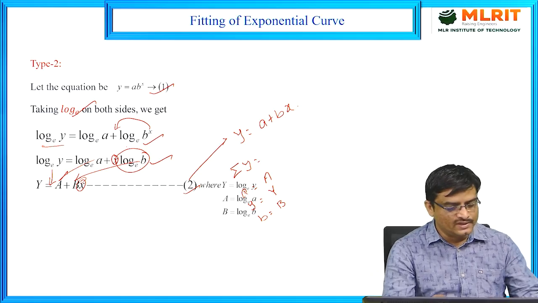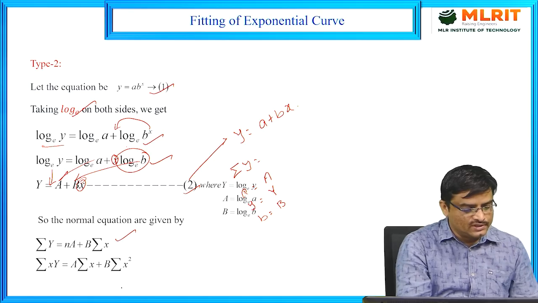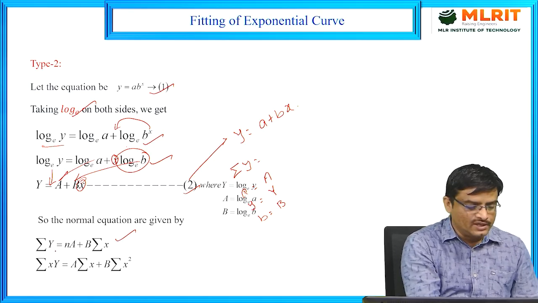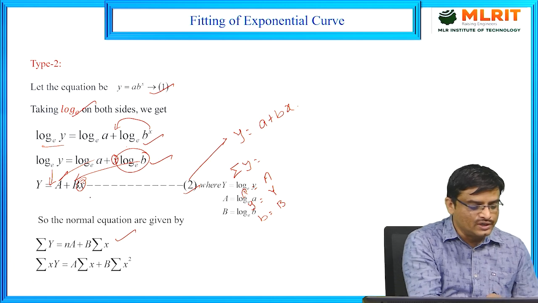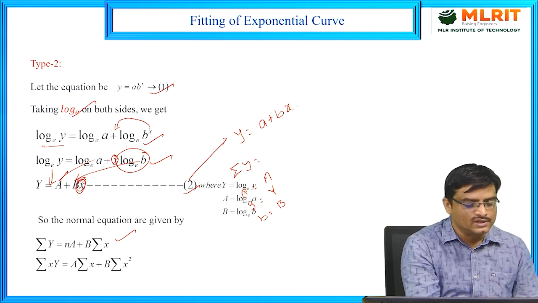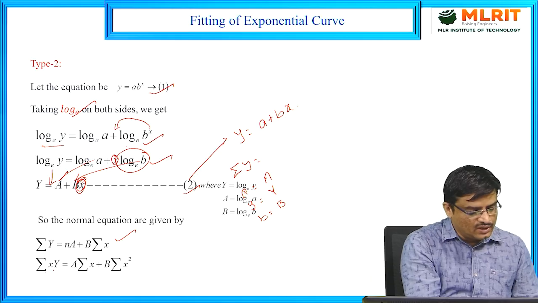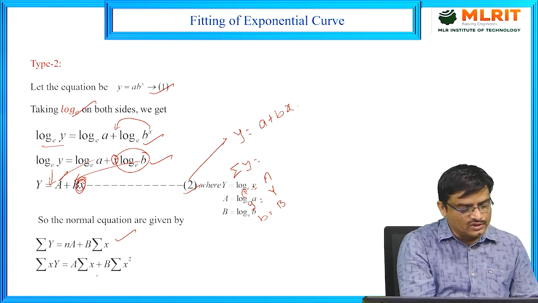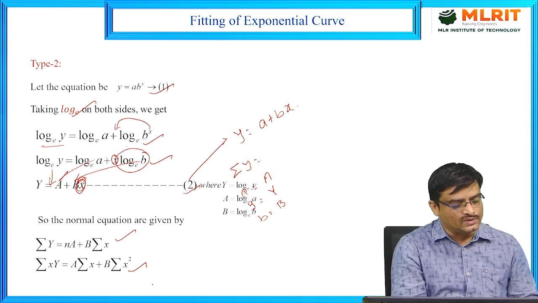Then we can get these normal equations. Summation capital Y is equal to n into capital A plus b into summation small x. We are not changing that small variable x, you keep that x as it is here. And summation small x into y is equal to A into capital A into this. So these are the normal equations for this exponential curve.